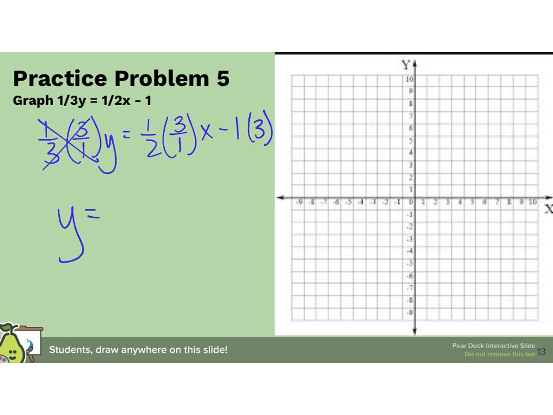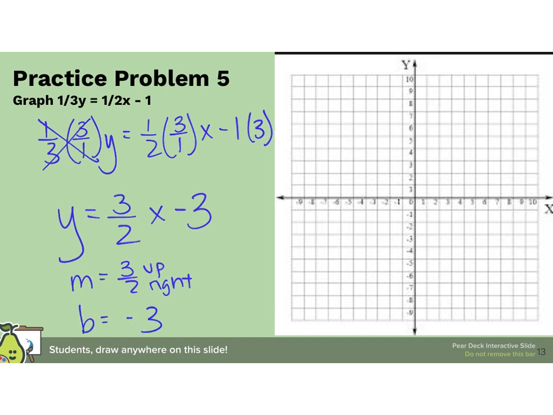1/2 times 3. Just multiply it. 1 times 3 is 3. 2 times 1 is 2. Don't forget your x. Minus 1 times 3 is 3. Here's the real equation that we can graph. What's my slope? 3/2. What does that mean? Up 3, right 2. Y-intercept, -3.